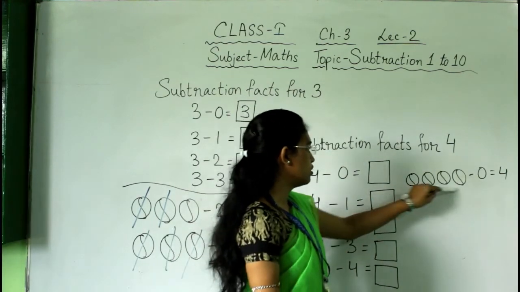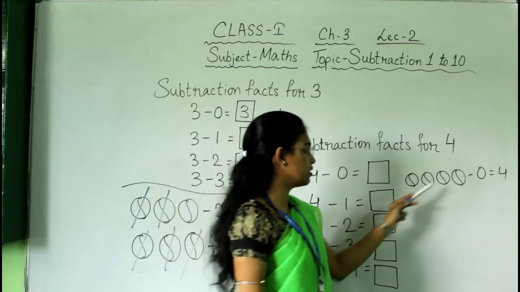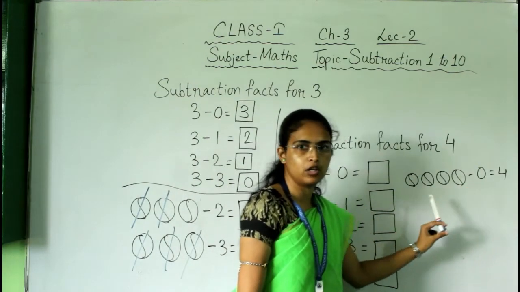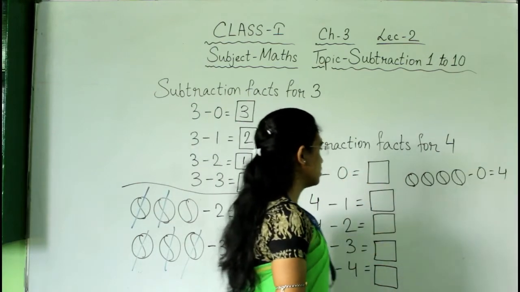So you have 1, 2, 3, 4 balls, because you have not given any ball to your sister or brother. That means you have 4 balls.